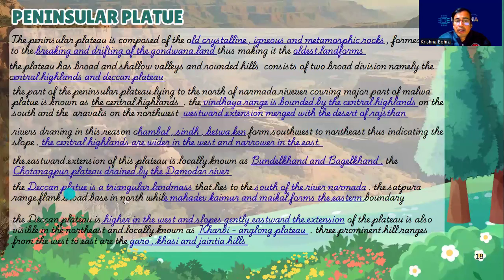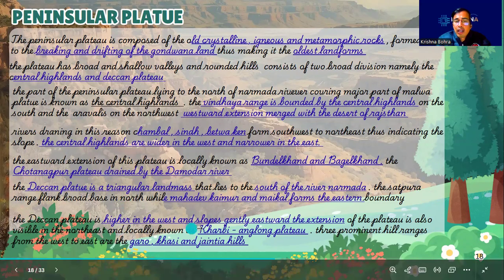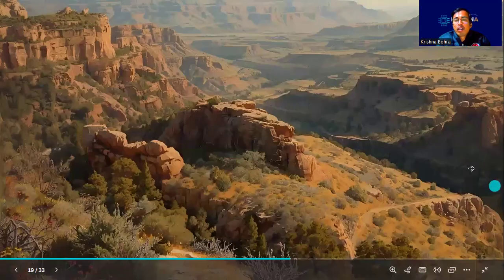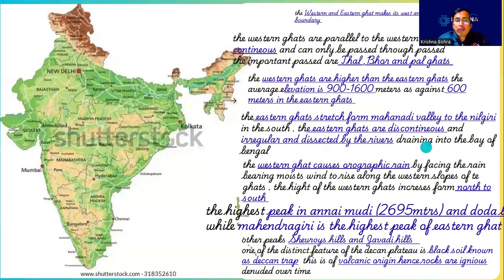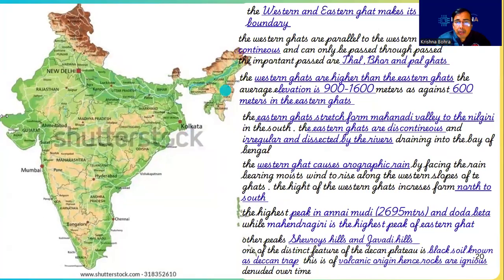The Deccan Plateau is triangular. The Deccan Plateau is higher in the west and slopes gently eastward. The extension of this plateau is also visible in the northeast, and it is locally known as the Karbi Anglong Plateau. So let me just quickly locate the Karbi Anglong Plateau. This particular part.